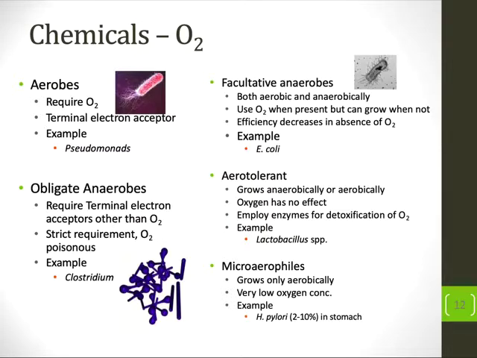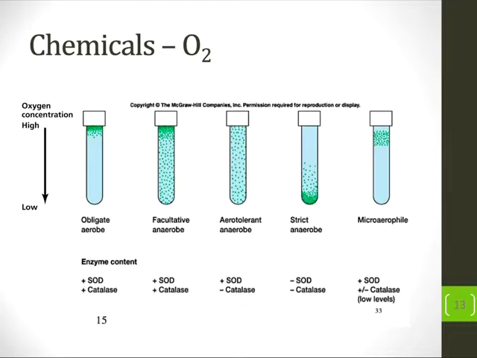Then you have the microaerophiles. They will grow aerobically, but they need a low concentration of oxygen. An example will be Helicobacter pylori or H. pylori that exists in the stomach.